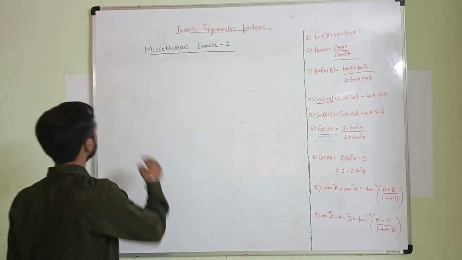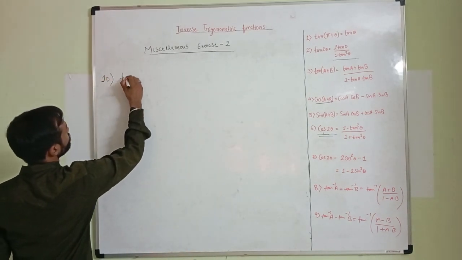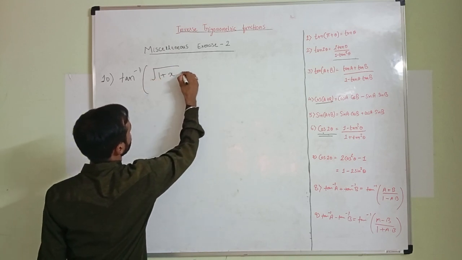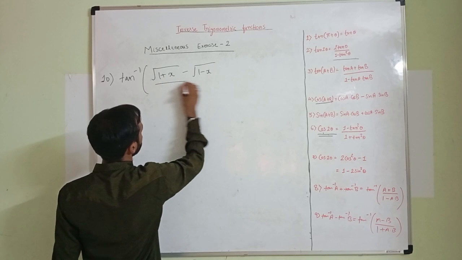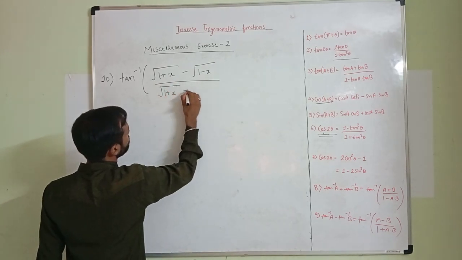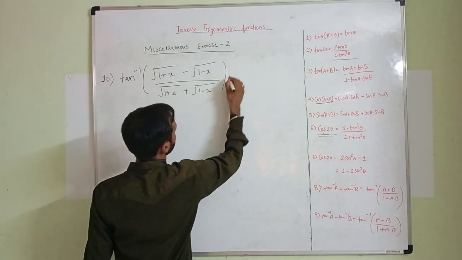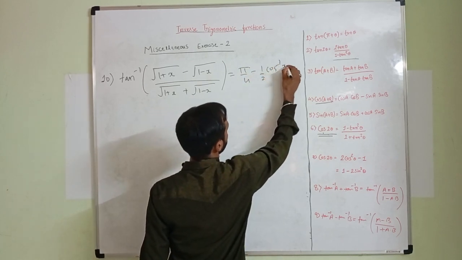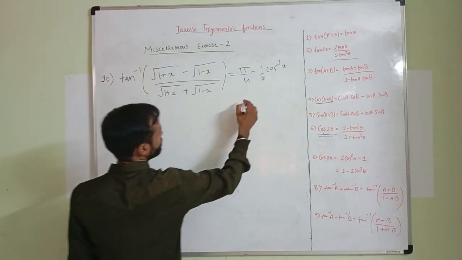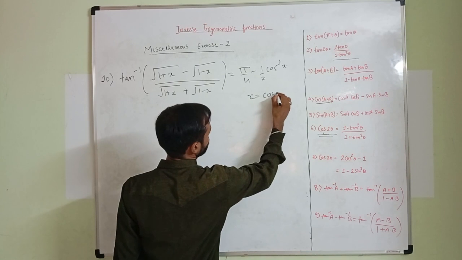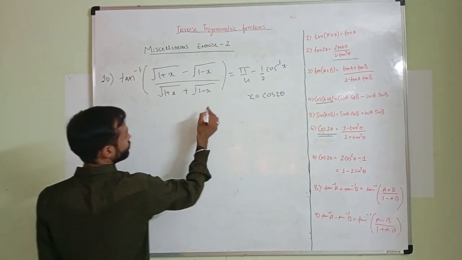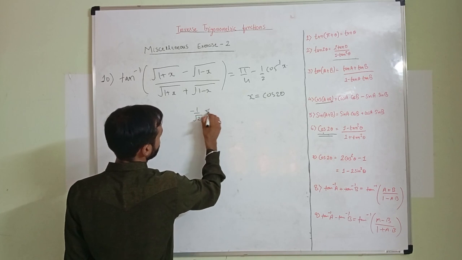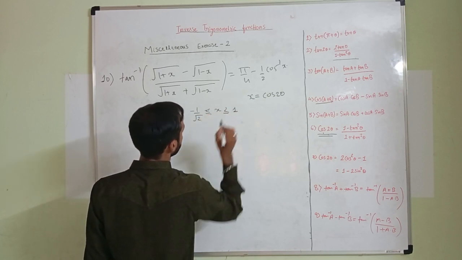Example number 10. Here we have to prove that the value of tan inverse of square root of 1 plus x minus square root of 1 minus x, upon square root of 1 plus x plus square root of 1 minus x, is equal to pi by 4 minus 1 half of cos inverse of x. Here the hint is given, that is take x equals cos 2 theta, and the interval of x is from minus 1 by root 2 less than or equal to x less than or equal to 1.